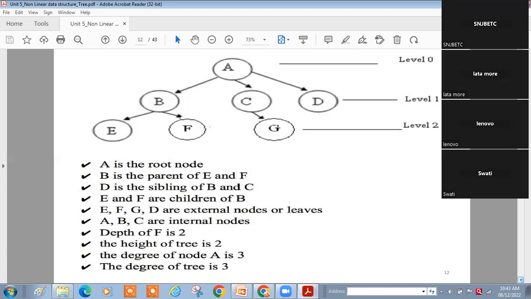Then, if you have to find the depth of F. As I told you, depth is nothing but the same as level. So we have to start from the root. Root A to B, B to F. So F is at level 2. Then height of a tree. Height of a tree means we have to start from the bottom node, and from the bottom node move to the upper node.